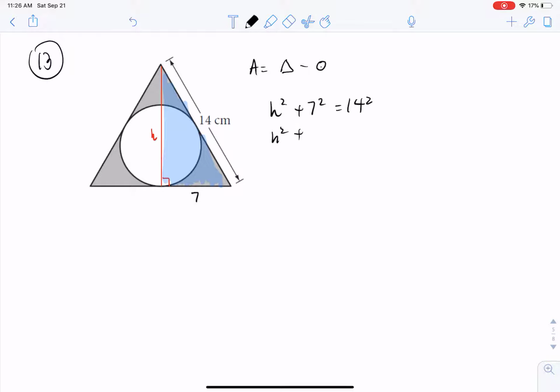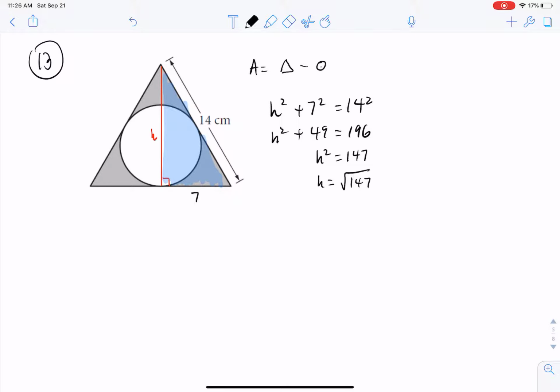h squared plus 49 is equal to, I think that's 289. No, 196. Of course it's 196. What am I thinking? All right, and then subtract my 49 from the other side, and I get 147. h squared is equal to 147. And then take the square root. h is equal to the square root of 147, which is okay, but I want to put this in simplest radical form. I want to simplify that square root.